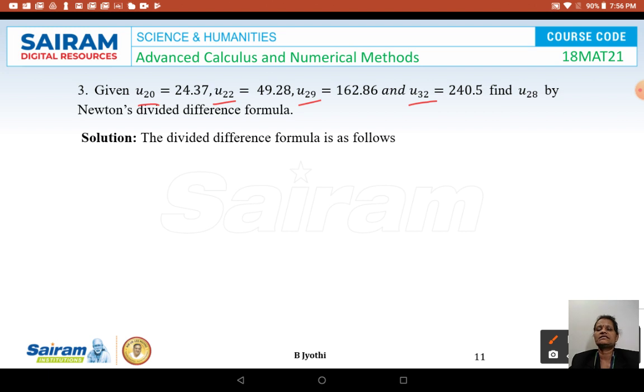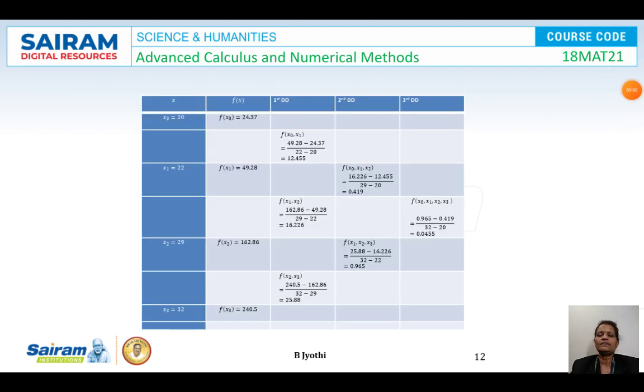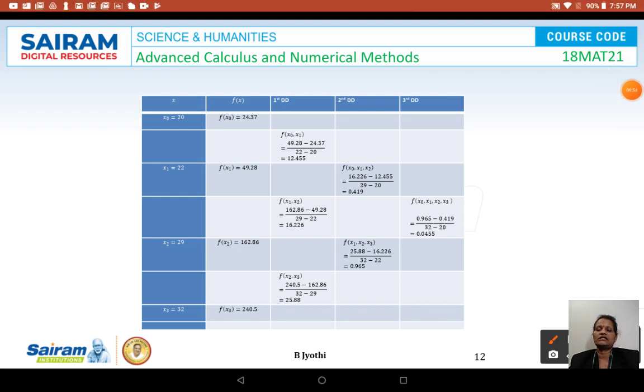So these suffixes can be taken as x values and the right hand side values are taken as y values respectively, and we will form the divided difference table, which we have already explained in the previous videos. Same thing, that is x values and y values, or f of x values, are tabulated, and the first divided difference is nothing but the difference between these two divided by 22 minus 20, which gives us 12.455.